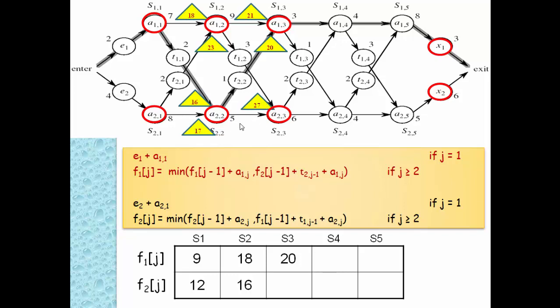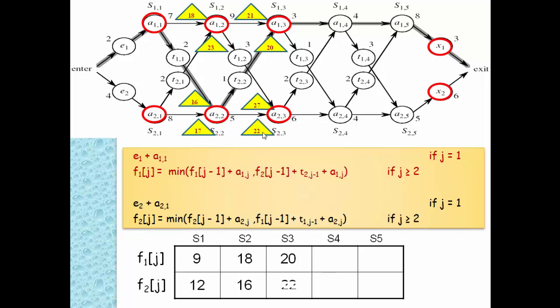If we talk about assembly line 2, then the previous value of A22, or we can say station 2 of assembly line 2, was 16. 16 plus 6 is equal to 22. So among these 22 and 27, which one is minimum?